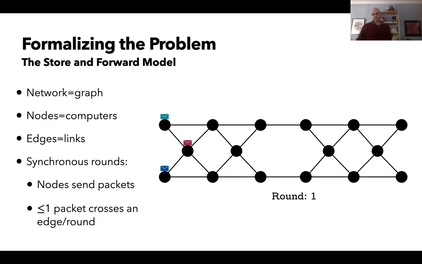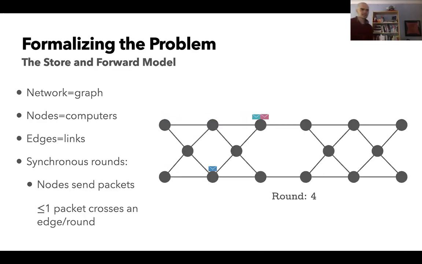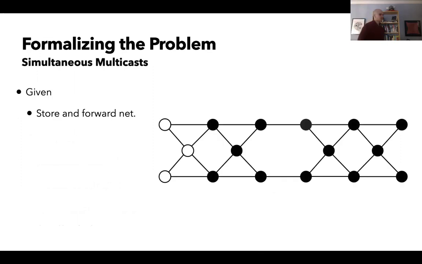So what does communication look like in a store and forward network? Well, in one round, nodes will exchange packets. Maybe next, both of these packets at the top want to cross the same edge, but because of these bandwidth constraints, it'll take us 2 rounds. Okay, so that's the store and forward model. Now, how do we formalize this problem of content delivery? Well, we can formalize it as what I'll call the simultaneous multicast problem.